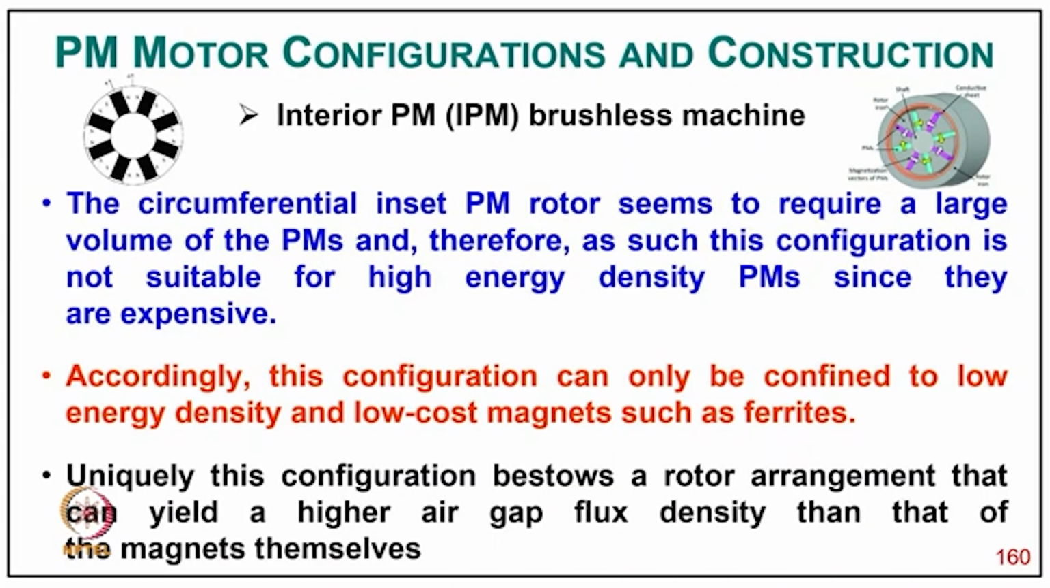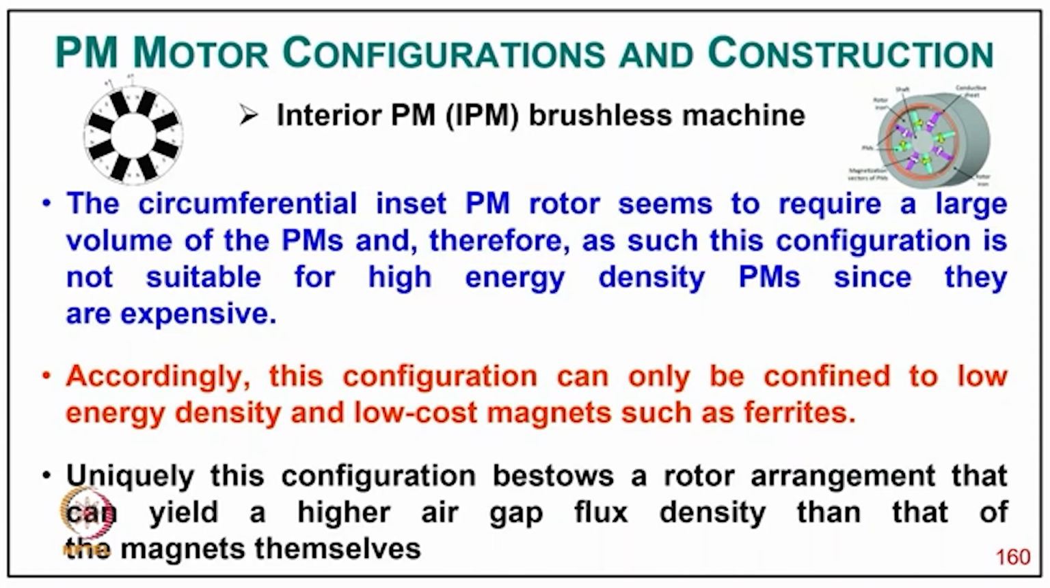And then the interior magnet, circumferential insert permanent magnet rotor seems to require a large volume of the permanent magnet, and therefore such a configuration is not very suitable for high energy density permanent magnets, since they are expensive. This configuration can be confined only to low energy density and low cost magnets such as ferrite.